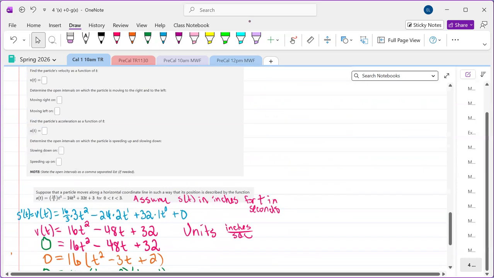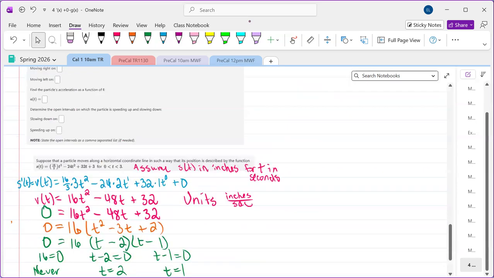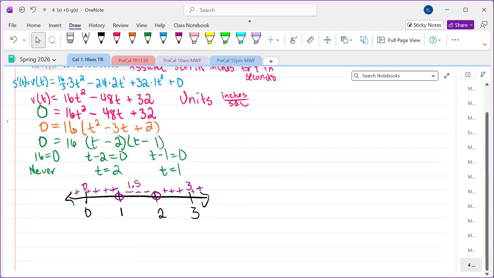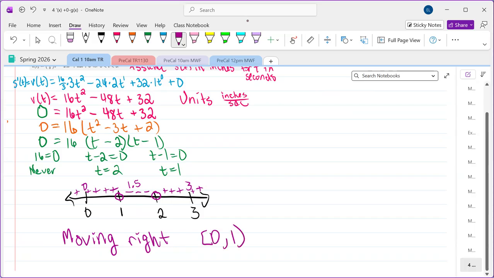All right, so let's look back at the question. So it asks, where is it moving right? So right here is going to be the positive direction because it's moving on a number line. So it's moving right from 0 to 1 and from 2 to 3.